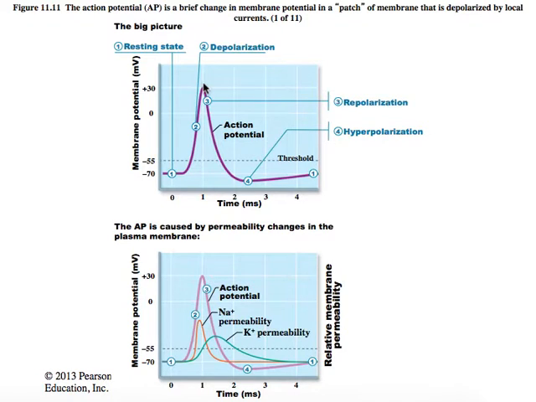Specific voltage-gated channels will open in a particular order. This only happens at the axon. This is an all or none phenomenon. In other words, it is not decremental. It does not decay the way that a local potential or a graded potential decays. One of the ideas of an action potential is that threshold must be reached in order for an action potential to begin.